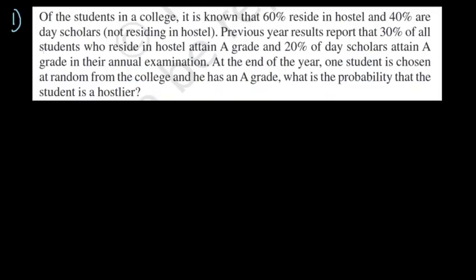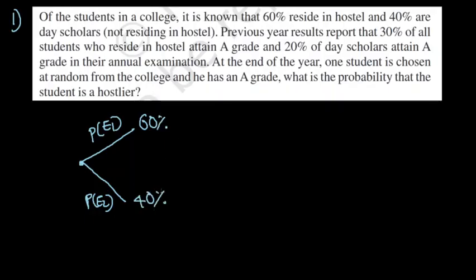Okay, of the students in a college, it is known that 60% reside in hostel, 40% reside as day scholars. Let us consider here E1 is the event of selecting hostlers. E2 is the event of selecting day scholars. So hostlers 60% and day scholars 40%.